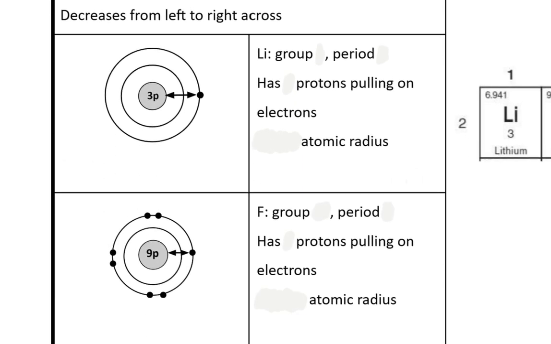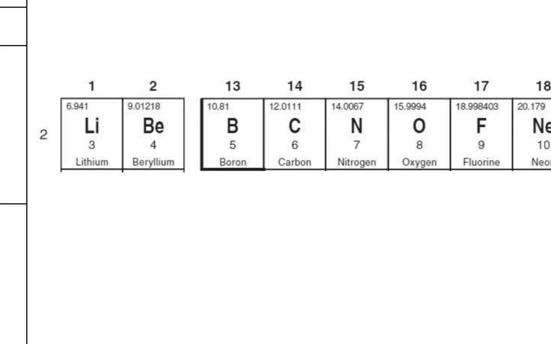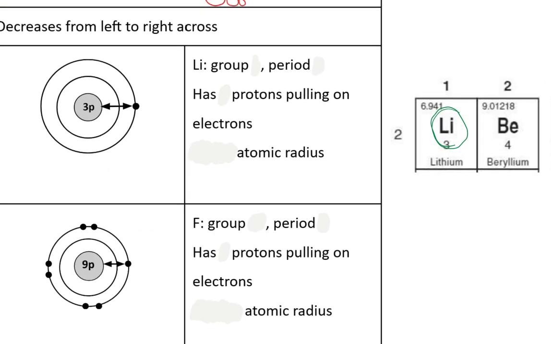Okay, so now we're going to compare two elements in the same period. We're going to compare lithium and we're going to compare fluorine. If I peek over here, here is a snapshot of period 2. So I've got lithium here and I've got fluorine here. So they live together in period 2, but they've got differences in their atomic radius. So we've got to figure out what's going on. Okay, so both lithium and fluorine are in period 2. Lithium is right here in group 1, and then fluorine was way over there in group 17. Okay, so same period, different group.